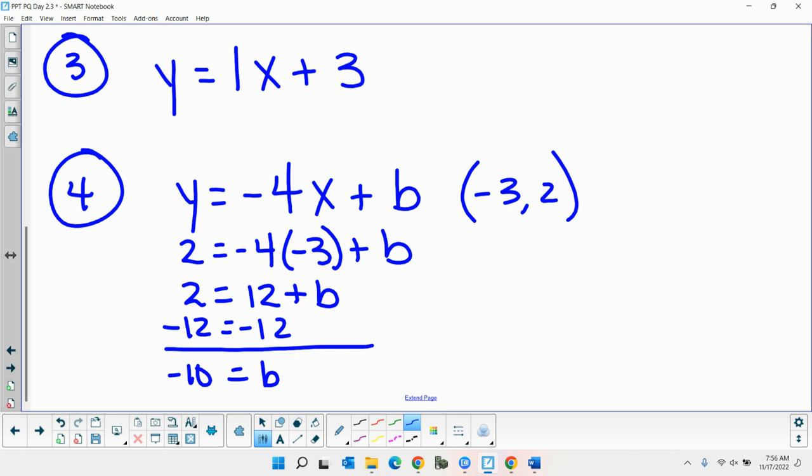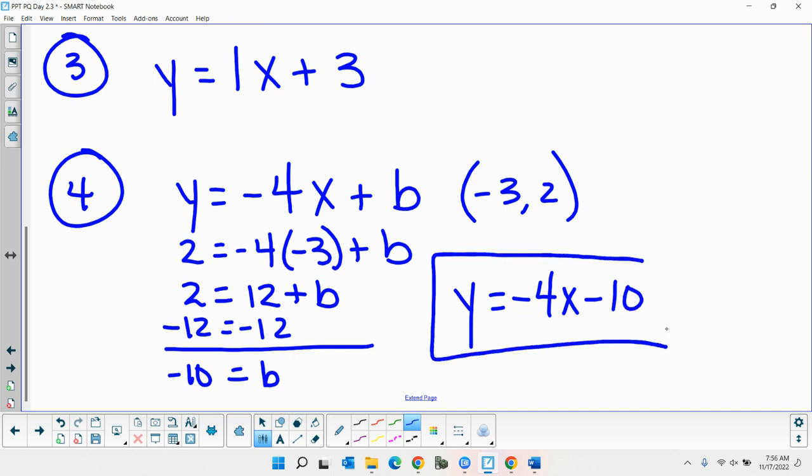All right. So now that I know b is negative 10, my equation is y equals my slope, still negative 4. That didn't change. And then b is negative 10 now. So there's our equation for that line. If I were to graph that, negative 3, 2 would be one of the points that my line would go through. Right? Okay. Questions?